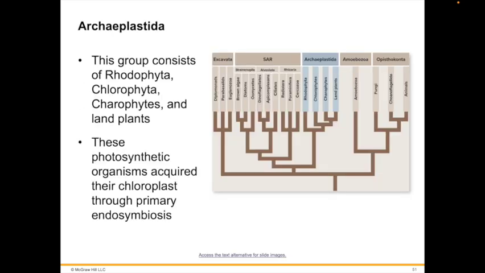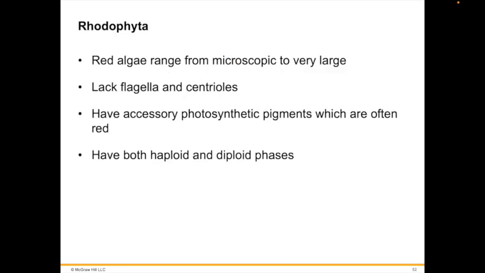Moving on to characteristics of Archaeplastida. So we're here now with those that go through the process of photosynthesis. Rhodophyta. They're photosynthetic, multicellular marine algae. Red algae produce accessory pigments that may give them a red color. They lack centrioles and flagella, and they reproduce using an alternation of generations.